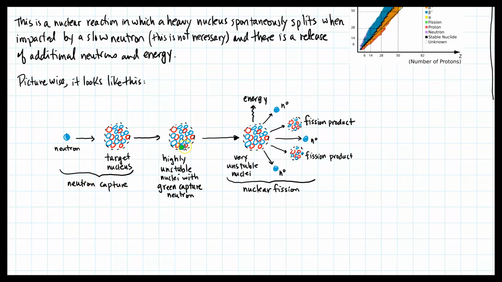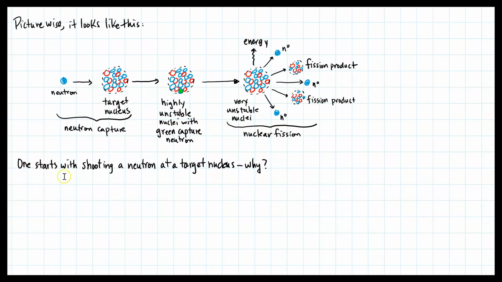When it captures this green neutron, that guy right there, this nucleus is now highly unstable because of this capturing of the neutron, and then it spontaneously fissions. That means that there are two typically big fragments. They're called fission products. And there's a release of additional neutrons and energy. This process right here is called nuclear fission. So notice that one starts by shooting a neutron at a target nucleus.